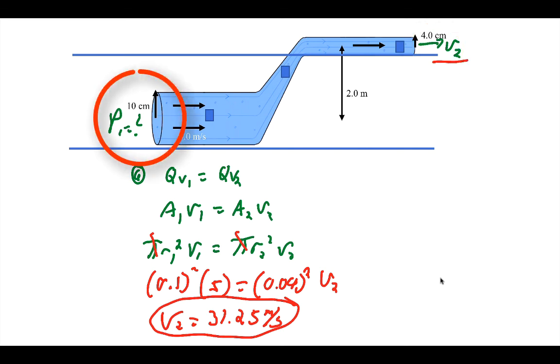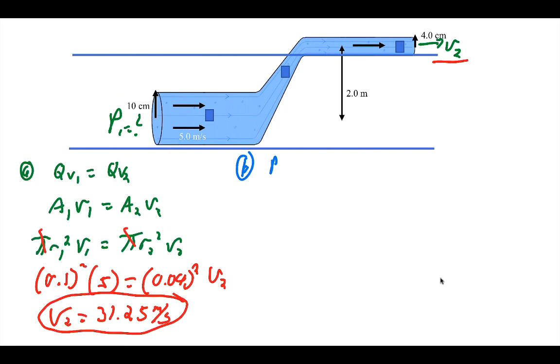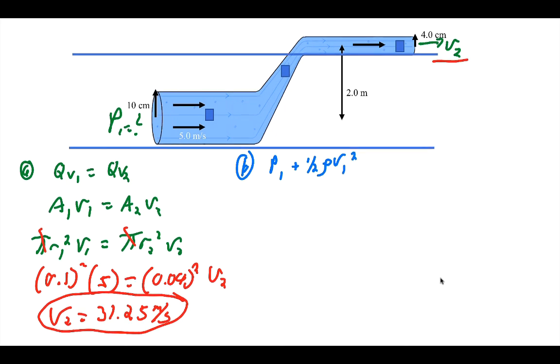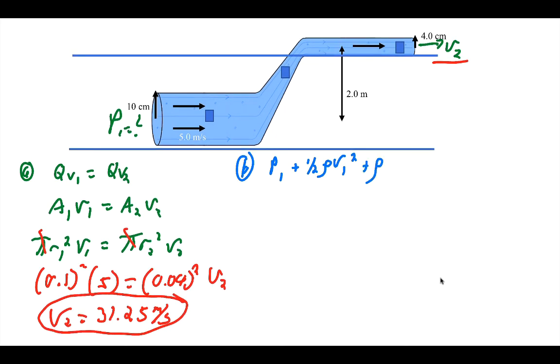How do I figure out what the pressure is down at location 1? This is where I'm going to bring in Bernoulli's equation. Again, Bernoulli's equation says the pressure at location 1 plus 1/2 rho velocity at location 1 squared plus rho g h at location 1 has to equal the pressure at location 2 plus 1/2 rho velocity at 2 squared plus rho g h at point 2.